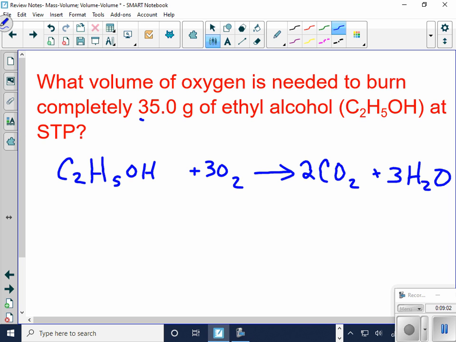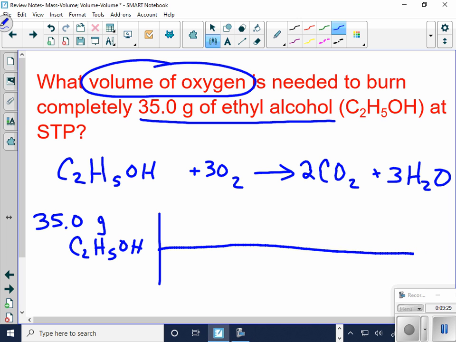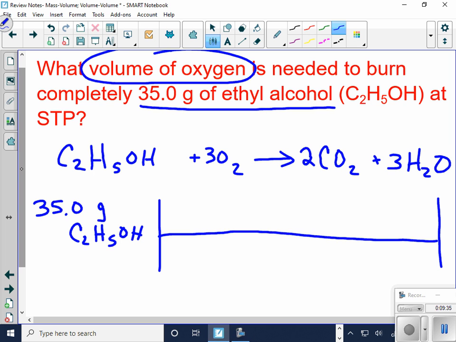Okay, I'm given 35 grams of ethyl alcohol. I want to find what volume of oxygen. So I'm dealing with both of these on the reactant side, but that does not matter. I'm okay with that. So I'm going to take 35.0 grams of C2H5OH. I'm going to draw in my long conversion box. And I need to go from mass of ethyl alcohol to volume of oxygen. So I need to get the molar mass and convert this to moles.